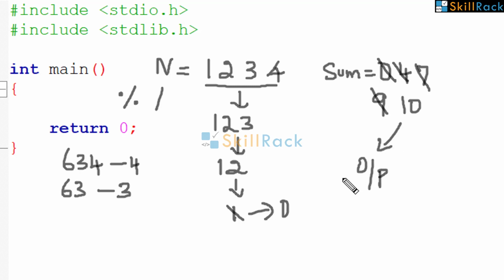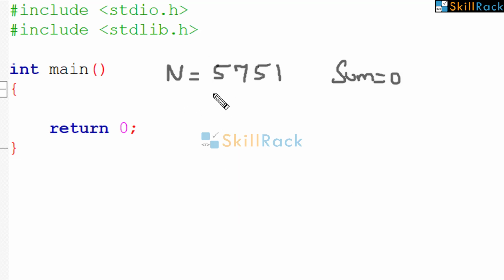Let's consider one more example. So n is 5751. So find the remainder when dividing by 10. It is 1. Add 1 to sum. Sum becomes 1. Now divide by 10. 5751 becomes 575. Now find the remainder when divided by 10. It is 5. Add 5 here. It becomes 6. Now divide by 10.